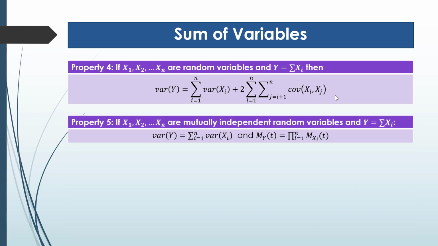Property 5: if x1, x2 to xn are mutually independent random variables and y is a summation of xi, then the variance of y is the summation of variance of xi, because they are independent. And the moment generating function of y, M_y of t, is the product of the moment generating functions M_xi of t.